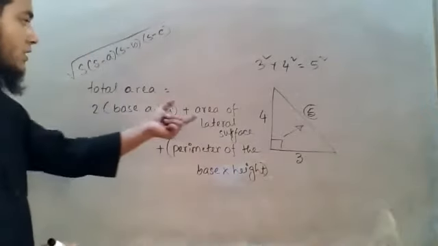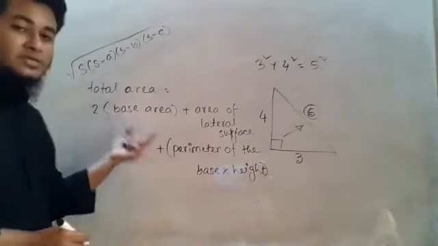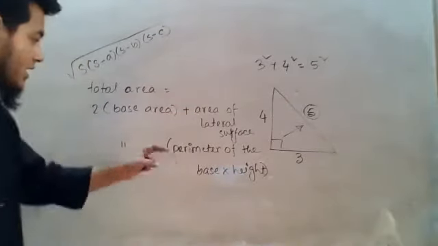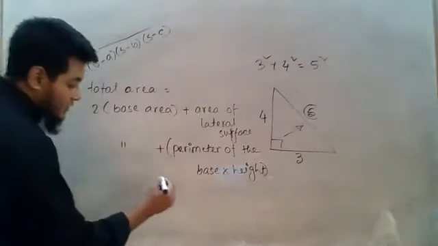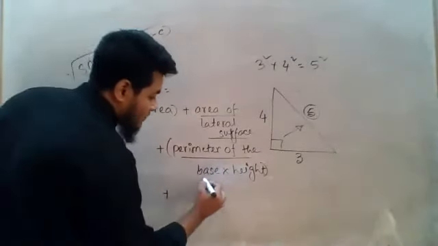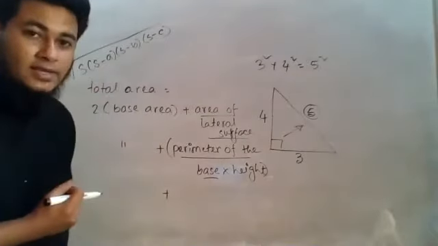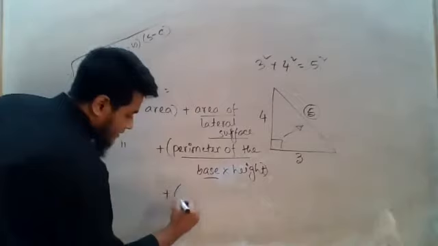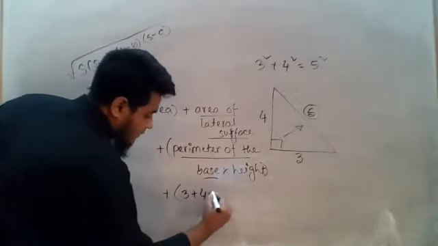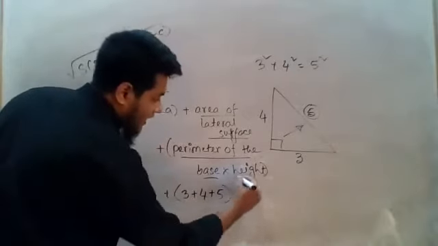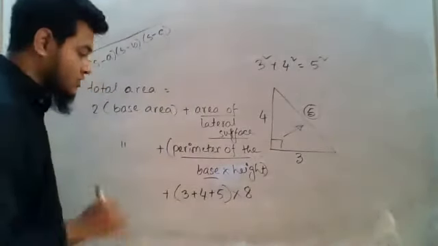Okay, so we already calculated the base area a little bit ago. I showed you 2 into 6, that becomes 12, right? Now we need to calculate the area of the lateral surface. How can I do that? Perimeter of the base. The base is a triangle and perimeter is the summation of all the sides. So if I take the summation of all the sides of the triangle, I will get the perimeter of the base, right? Into the height. The height given in the question is 8.